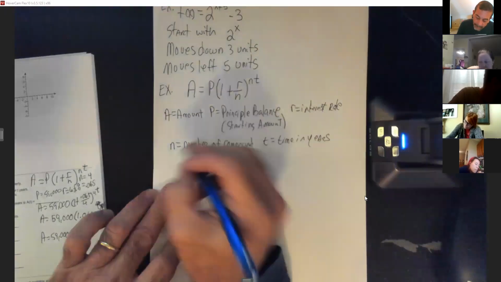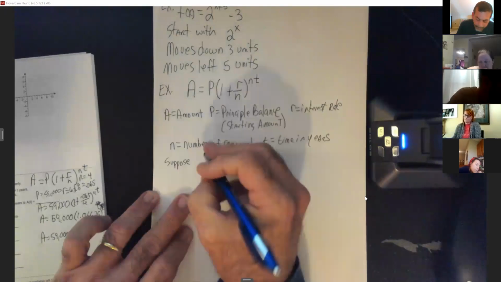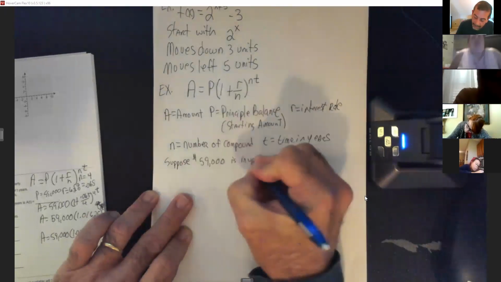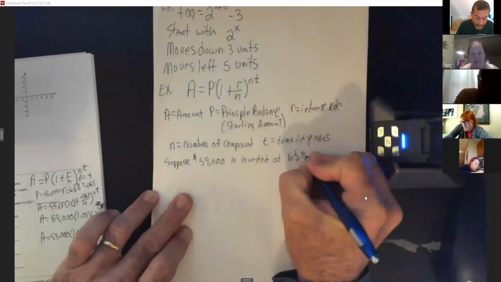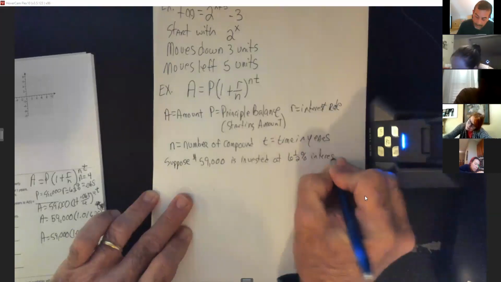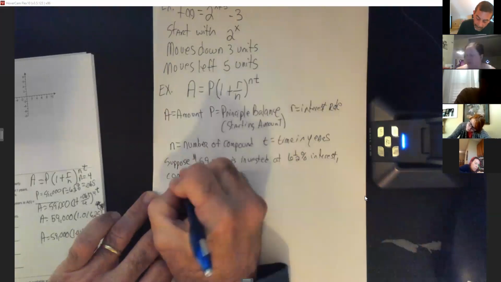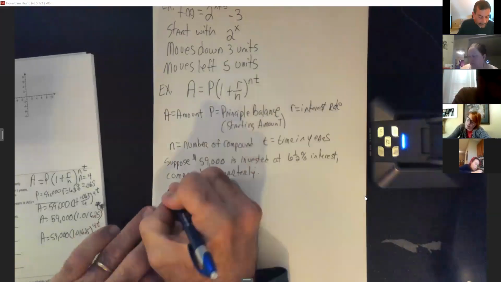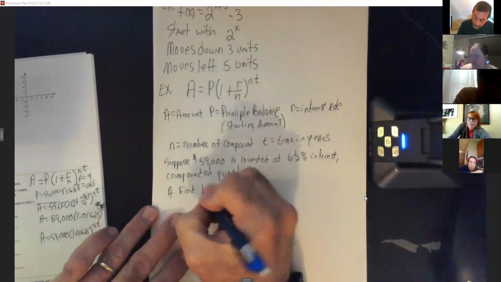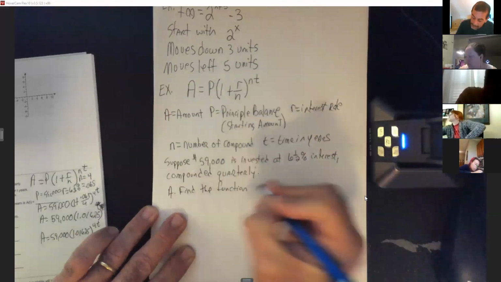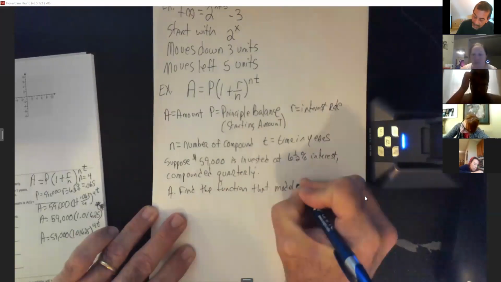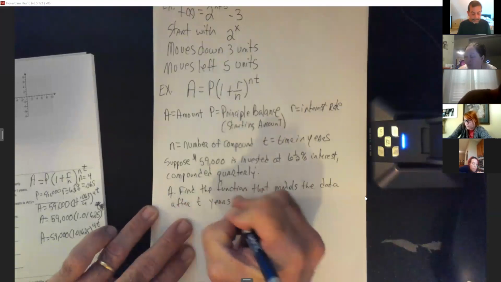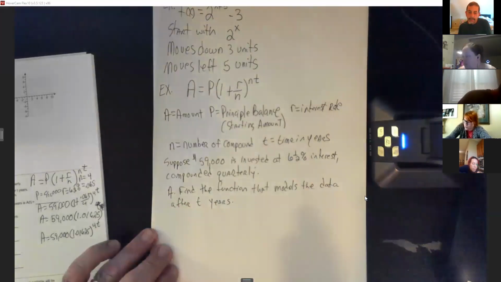So what they're saying on this one, suppose 59,000 is invested at 6.5% interest, compounded quarterly. So they got an A. We're going to find the function that models the data after T years. So we don't know how many years, but they want me to figure out everything else.